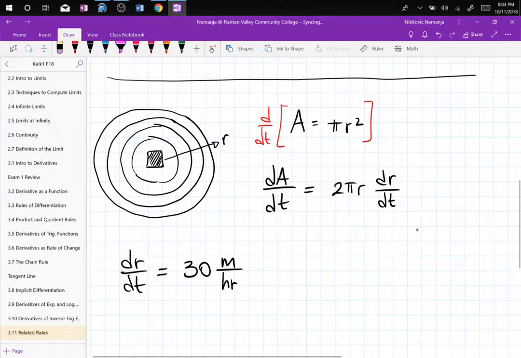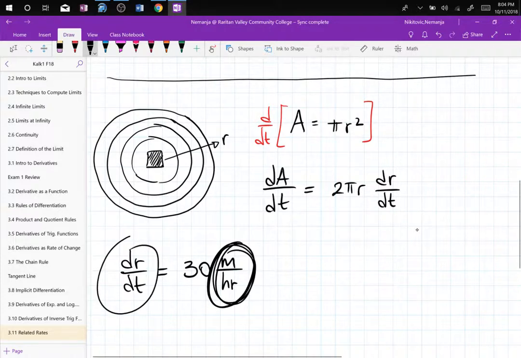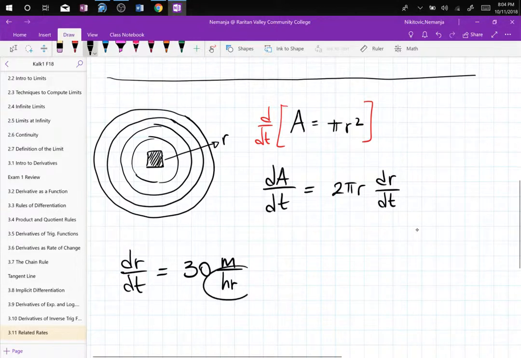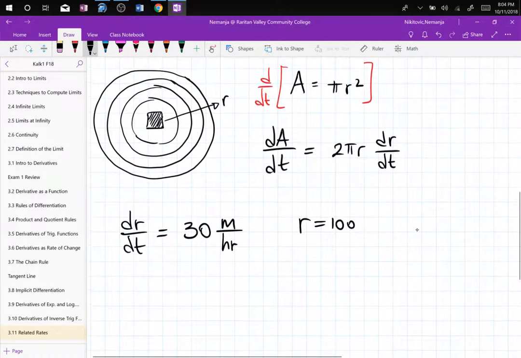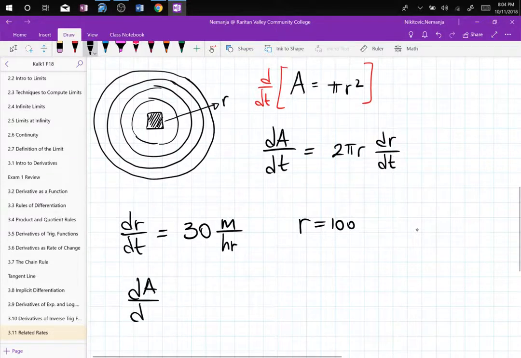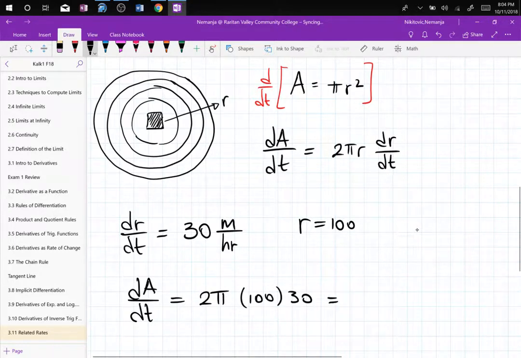So when you have this type of unit, something divided by something, that better be a rate. And clearly we have those done in time. So hours, months, seconds, whatever unit of time that you are using. And then also, when radius is 100. So all I need to do is plug in: the change of area in time is 2 times pi times 100 times 30, which equals 6,000 pi, right?